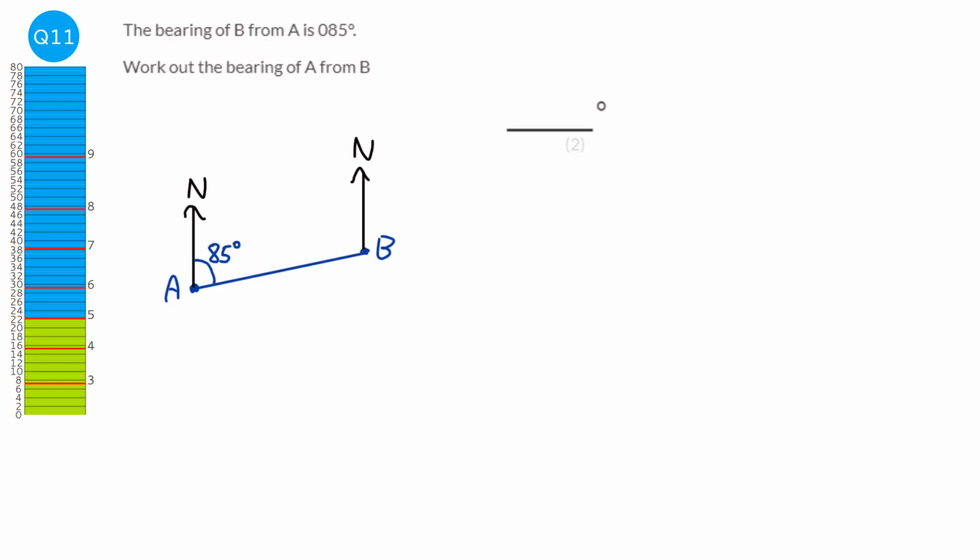So now it says work out the bearing of A from B. So the first thing we can do is actually just draw a line going down here. And we know that this angle here will also be 85 degrees because of alternate angles. It's always best to write that down somewhere, so we can just put in brackets here alternate angles. And we know that this angle here is going to be 180 degrees, so it's a straight line.